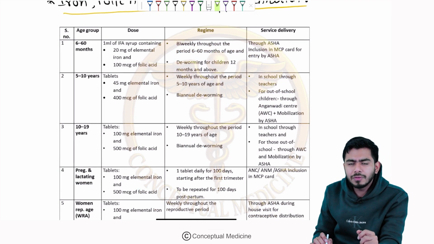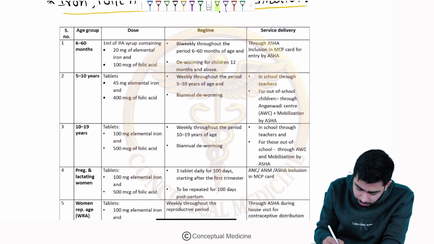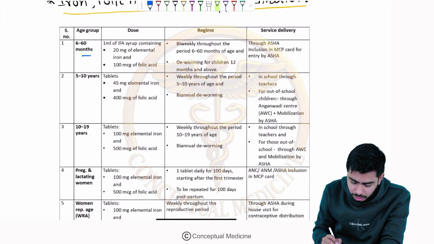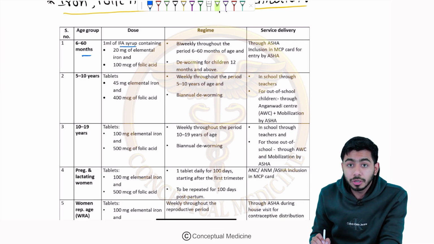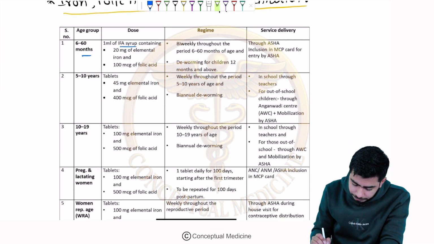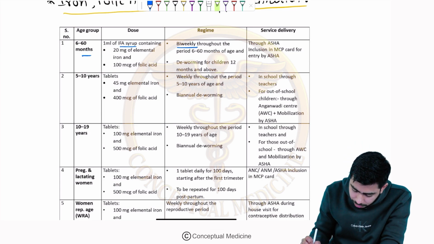If you talk about 6 to 59 months of age, or 6 to 60 months of age, at that period of time we should be giving the iron folic acid supplementation in the form of syrup. And we are giving that bi-weekly.